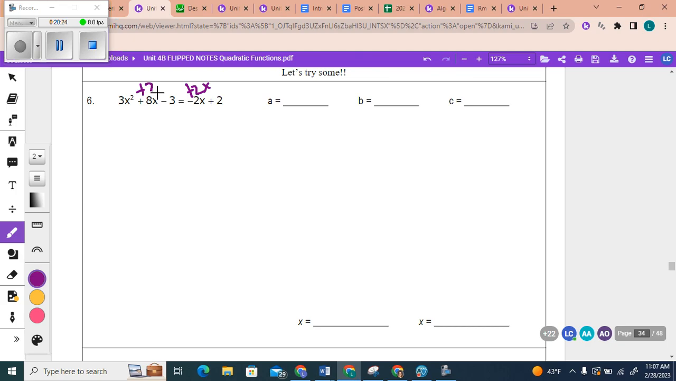We're going to put this 2x with this 8x by adding it because it's negative. And what about this 2? Good. We have to subtract it. Do the opposite. So we have 3x squared. Nothing was combined with that. Plus 10x minus 5. Good. Equals 0 now. Cool. Alex, what's my A, B, and C? Good. 3, 10, negative 5.